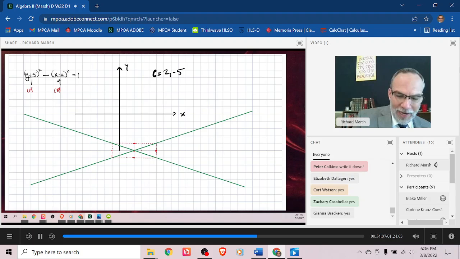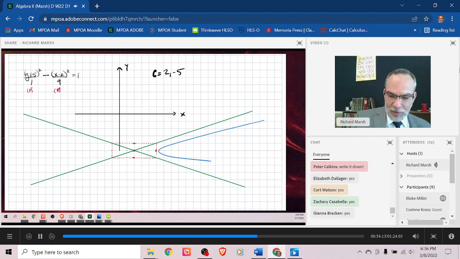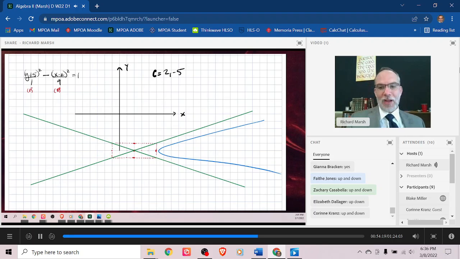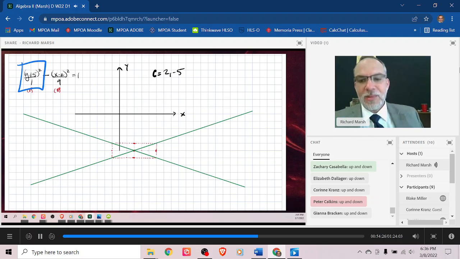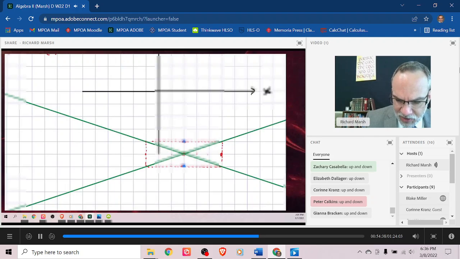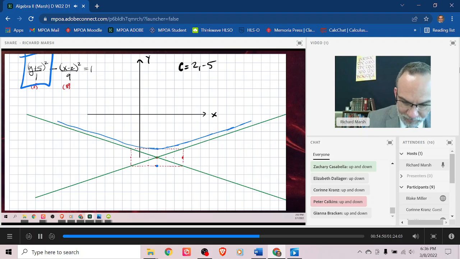All right, so which way does it open? It's either going to open up and down, or it'll open left and right. The blue actually being the graph part. Which is it? Whichever one's positive. It's going to open up and down. Okay, good. So what does that mean? It means the top of the box now is a vertex, and the bottom of the box now is a vertex. And so it's going to be a really shallow, ridiculously shallow, small parabola here, something like that.